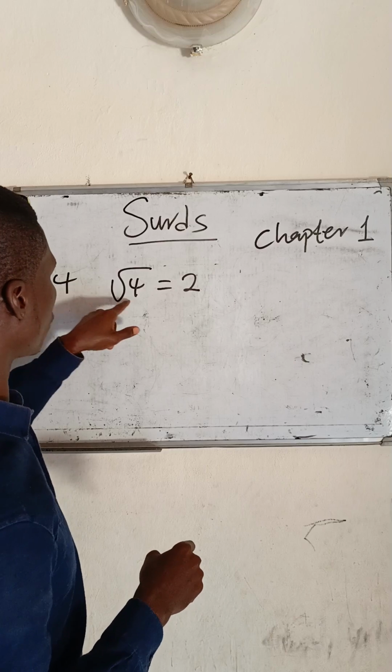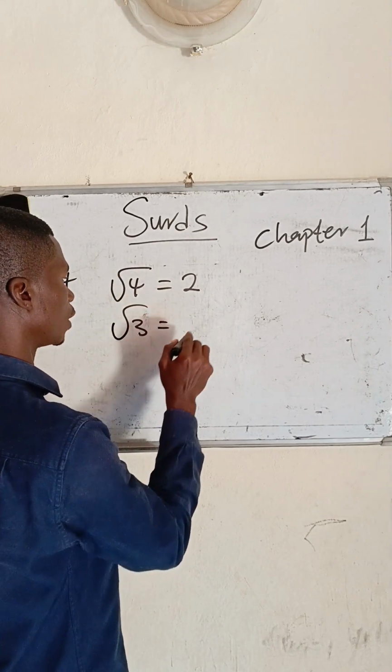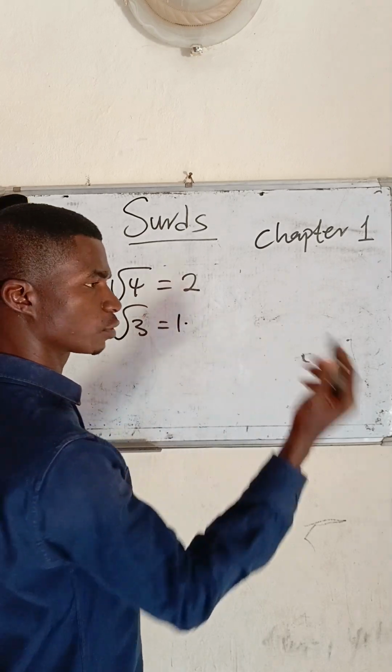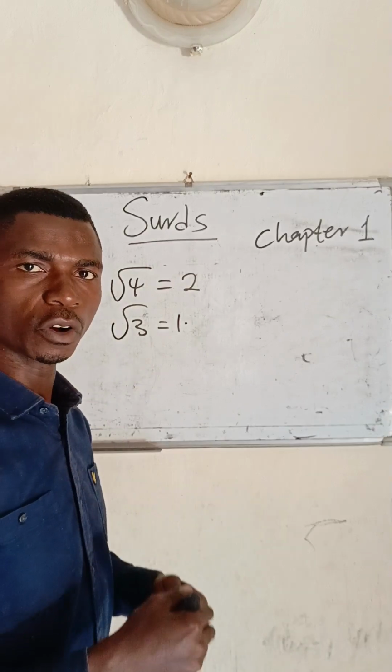If you look for the square root of 4, you have an exact number. But if you look for the square root of 3, you will not have an exact number. You will have 1 point so and so. That is, there will be a point on it. But for 4, there will be no point on it.